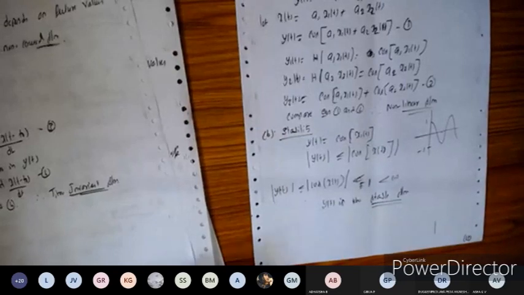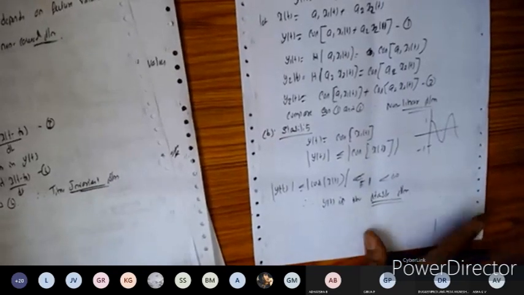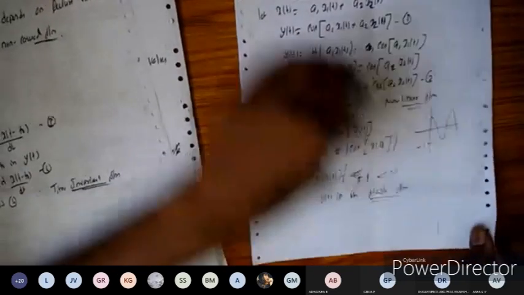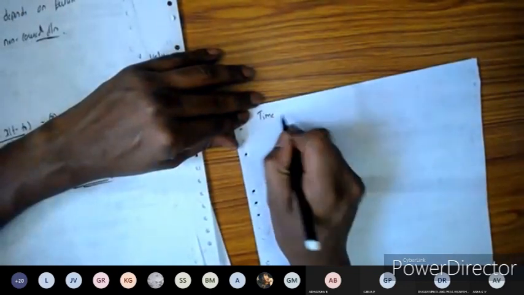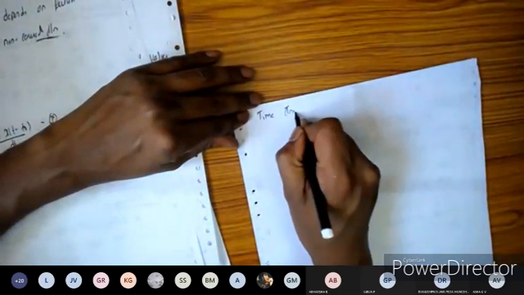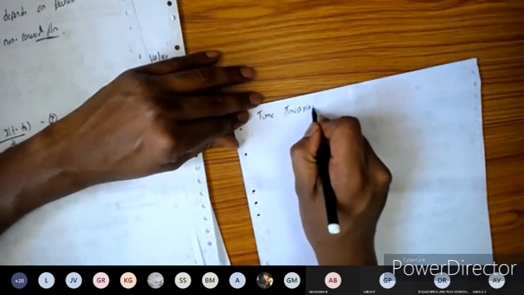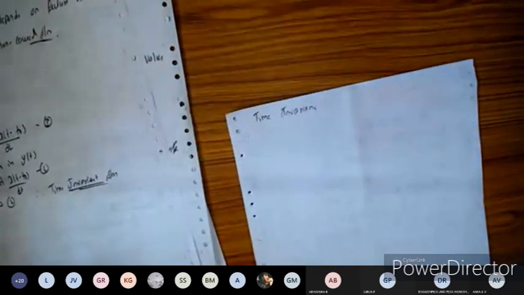Okay, similarly, let us find out the time invariance here. If you have any doubts, you can ask me. So let us go for finding the time invariance property.